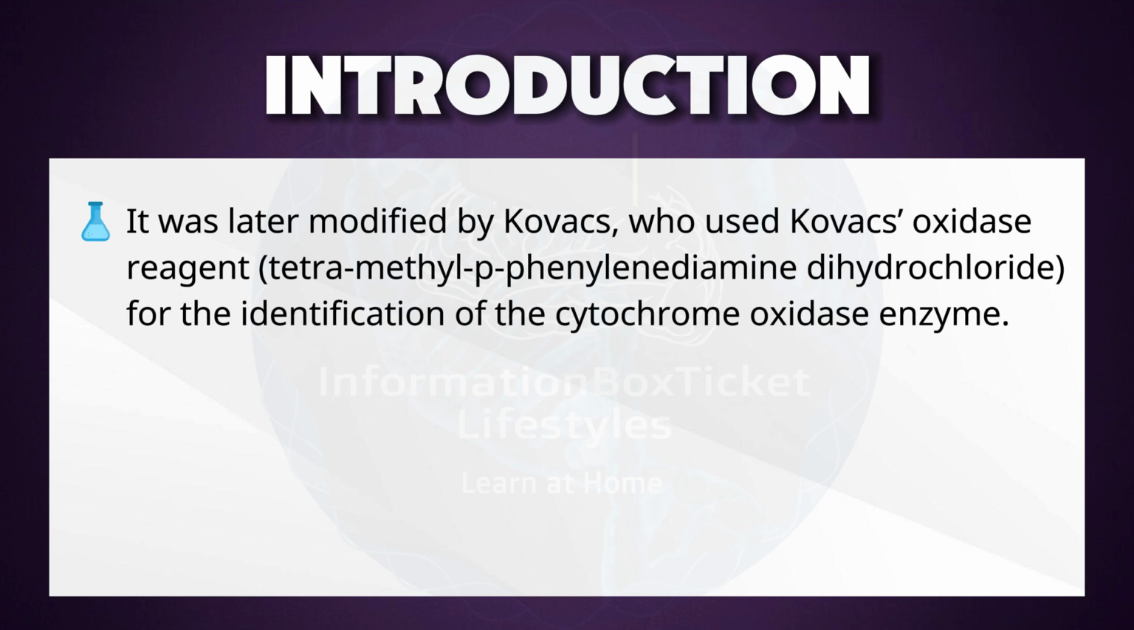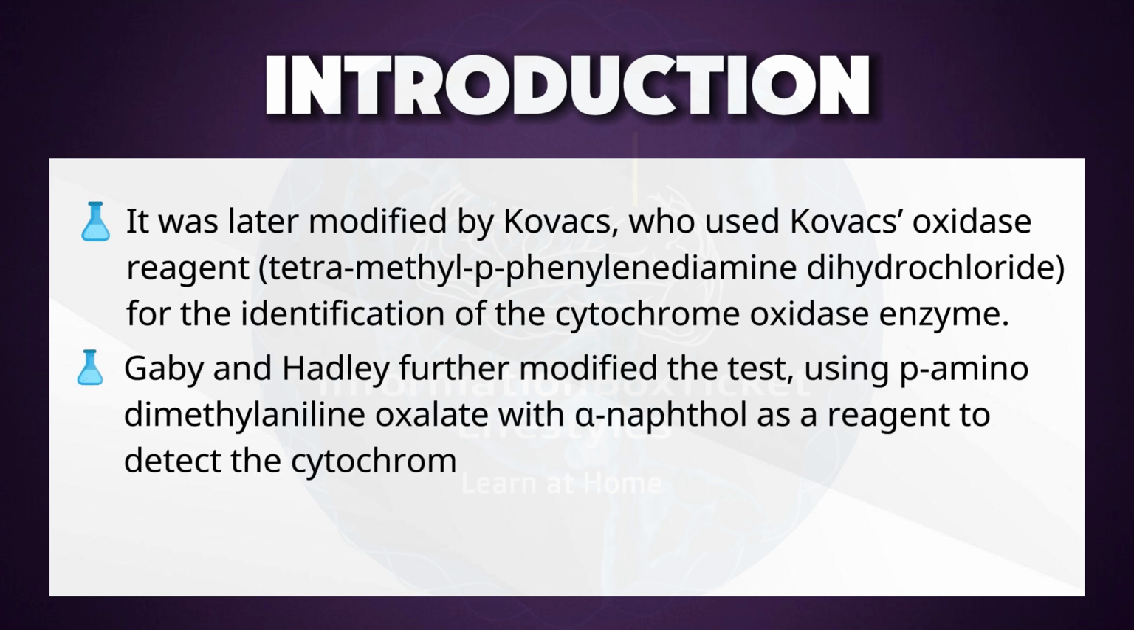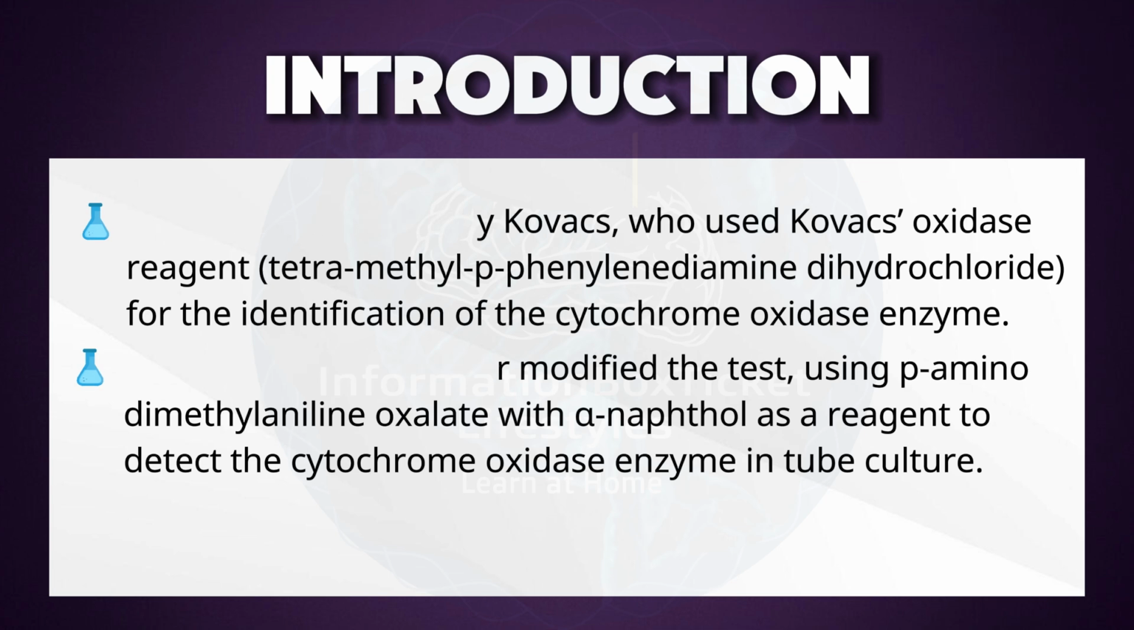It was later modified by Kovacs, who used Kovacs oxidase reagent, tetramethylphenylenediamine dihydrochloride, for the identification of the cytochrome oxidase enzyme. Gaby and Hadley further modified the test, using p-amino dimethylaniline oxalate with a naphthol as a reagent to detect the cytochrome oxidase enzyme in tube culture.